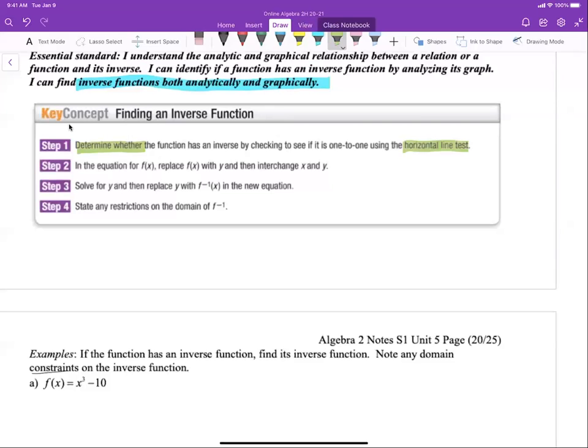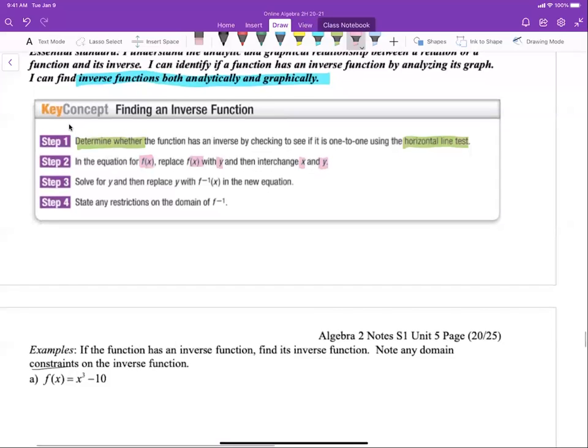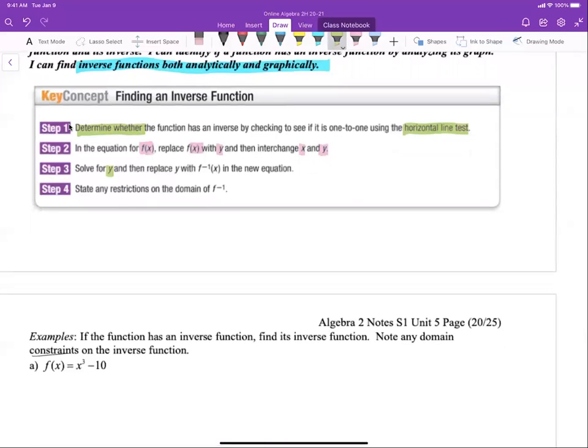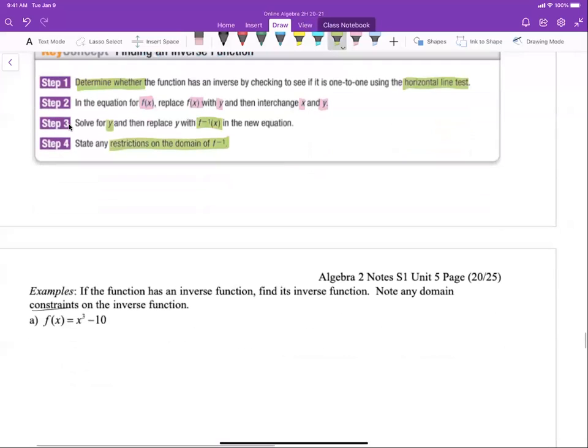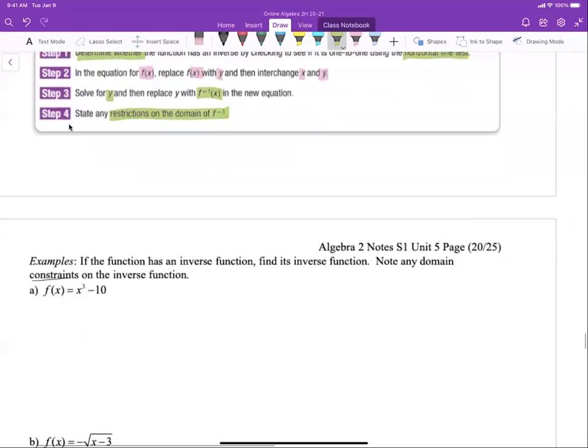Step 2, in the equation for f of x, we're going to replace f of x with y, and then we're going to switch the x and y. And you'll see what I mean by that in just a minute. We are then solving for y. So we develop our new equation, and that new equation, instead of y equals, is actually the inverse of the original function. So that is the inverse of f of x. We will then have to evaluate the domain restrictions of that inverse function, which were originally the range restrictions of the f of x.